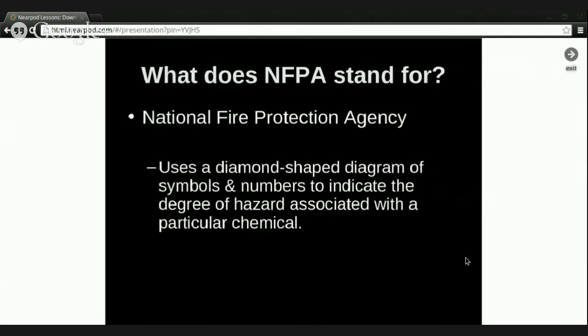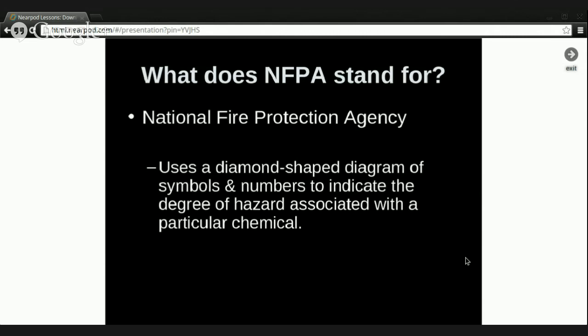Now, the next slide you have, it says, what does NFPA stand for? That's the National Fire Protection Agency. It includes a diamond-shaped diagram of symbols and numbers to indicate the degree of hazard associated with a particular chemical. So, if you've seen any type of box that has that diamond shape on it with the colors red, yellow, blue, and white, and then it has numbers on it.